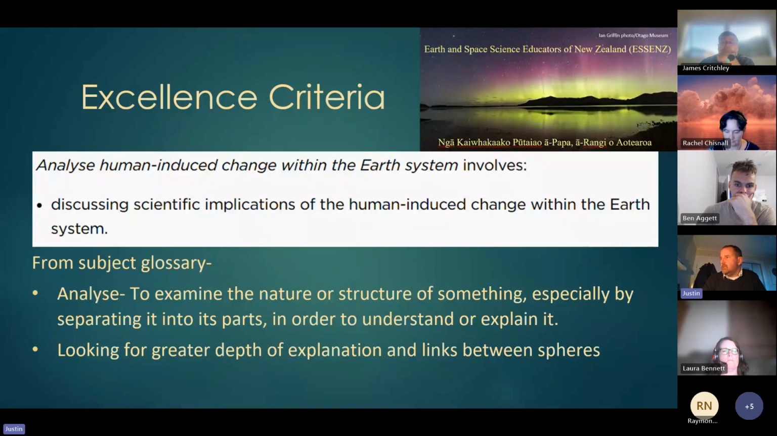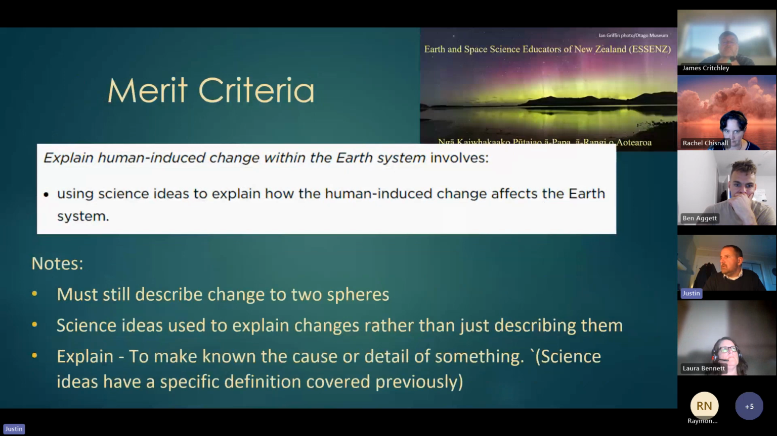It's that analyze word, isn't it? Really, that is the difference. Analysis is almost a different skill altogether. Why didn't you think that was E? Because they've talked about the increase in temperature and then talked about the water, like thermal expansion, basically.